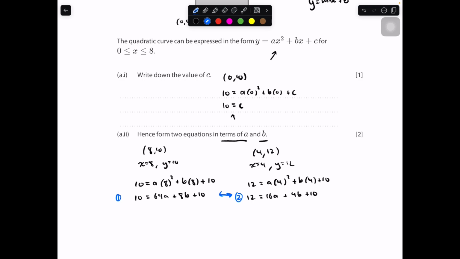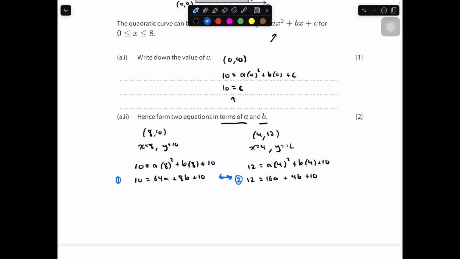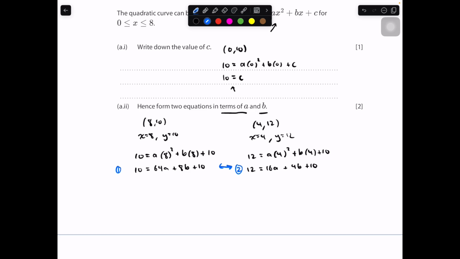All right. Form two equations in terms of a and b. So essentially we have an equation and it's just in terms of these variables a and b. That means we can keep them all by themselves. We just want an equation in terms of a and b. We don't need to solve it, not yet.